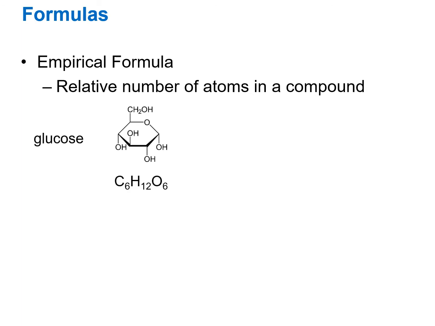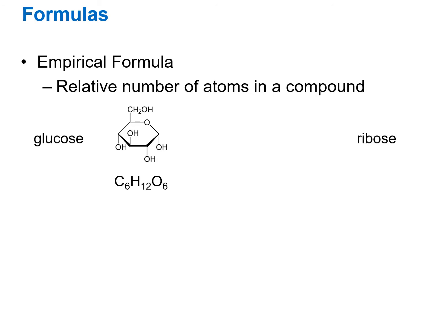Here is glucose. Glucose has a formula of 6 carbons, 12 hydrogens, and 6 oxygens. Do you see anything there between that 6, 12, and 6? Yeah, we could divide all of those numbers by 6, and we would have 1 carbon, 2 hydrogens, and 1 oxygen. But if we want to make glucose, we need 6 carbons, 12 hydrogens, and 6 oxygens.